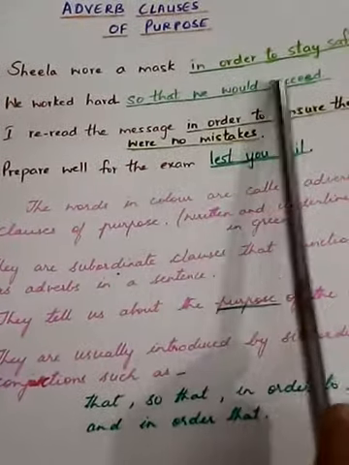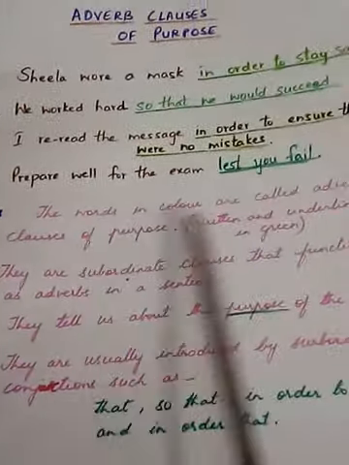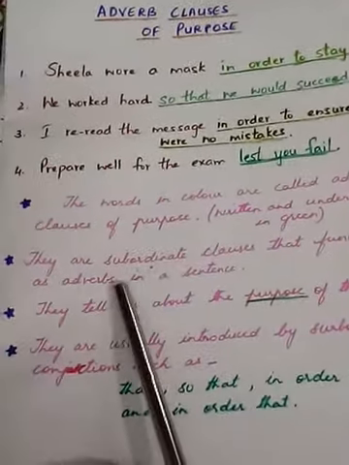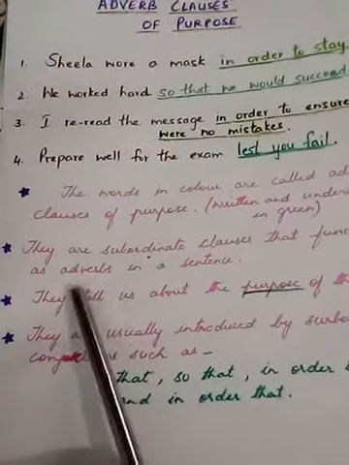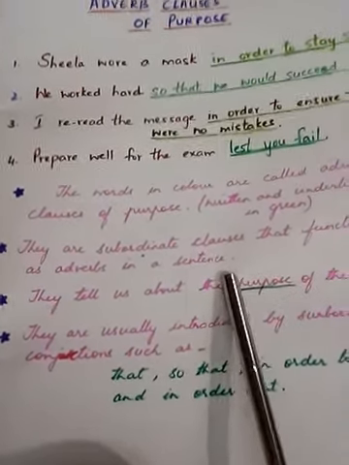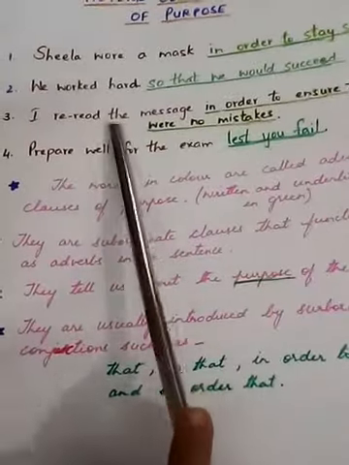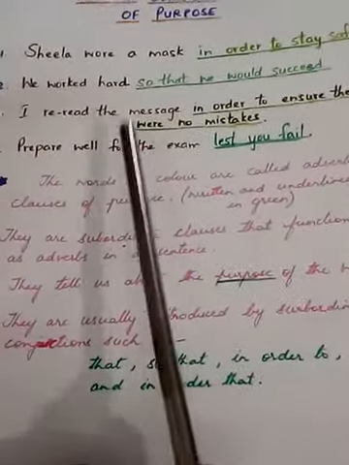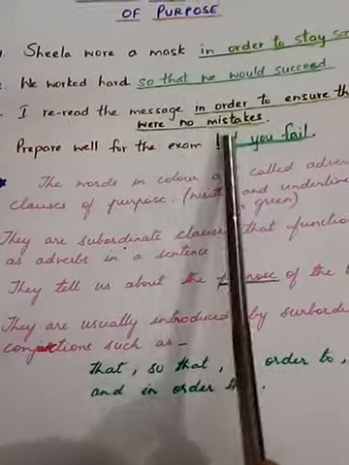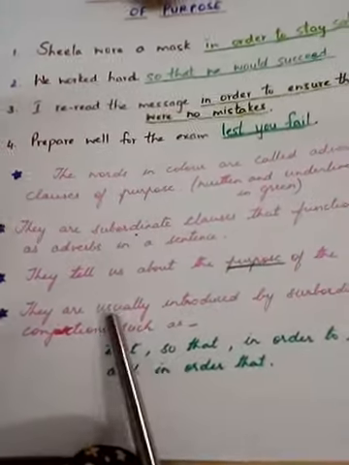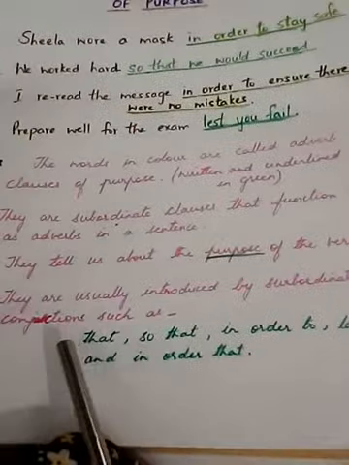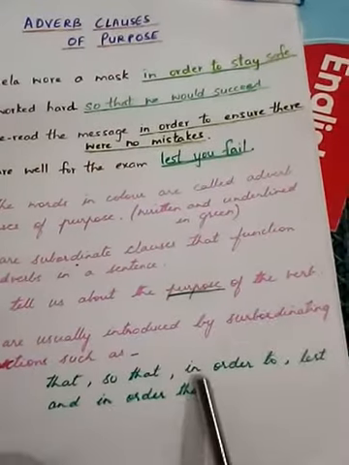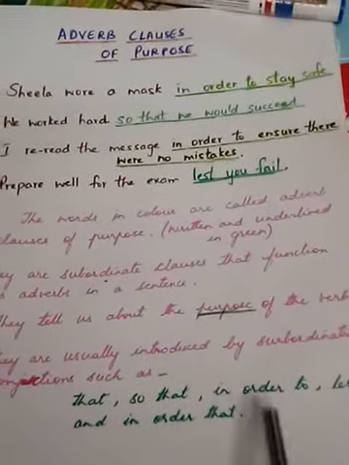So the main points you've got to remember here: the words in color are called adverb clauses of purpose. Can you see the words in color? Green color, they are called adverb clauses of purpose. They are subordinate clauses that function as adverbs in a sentence. They are all subordinate clauses. It depends on the main clause. They tell us about the purpose of the verb. Yes, they tell you why. It continues the sentence saying what is the purpose. They are usually introduced by subordinating conjunctions such as that, so that, in order to, lest, and in order that.